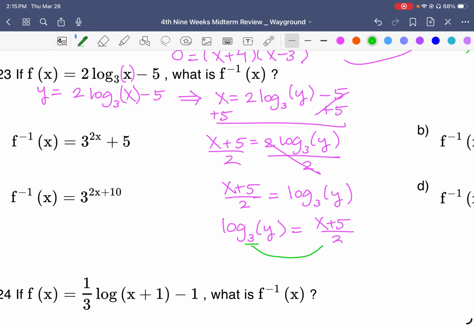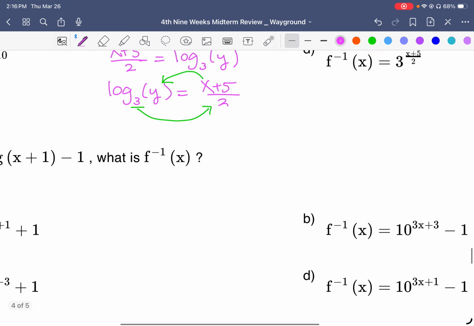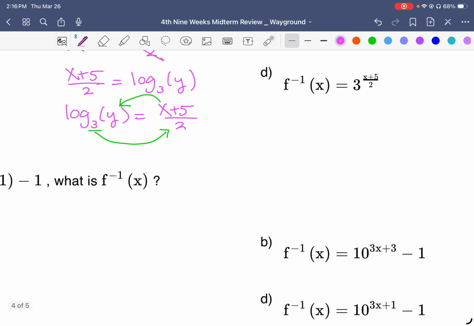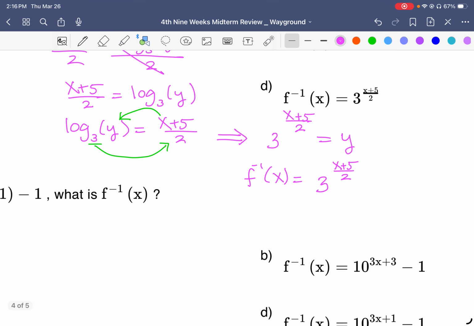I'm going to underline the base, draw my arrow out, and come back in. Now I'm going from logarithmic form, and when I rewrite it, it'll be an exponential. So we have 3 to the power of x plus 5 divided by 2 equals y. And then the last step is to swap y for the correct notation for the inverse of f of x, which would be base 3 to the power of x plus 5 over 2. And notice that that matches answer choice D as in dog.